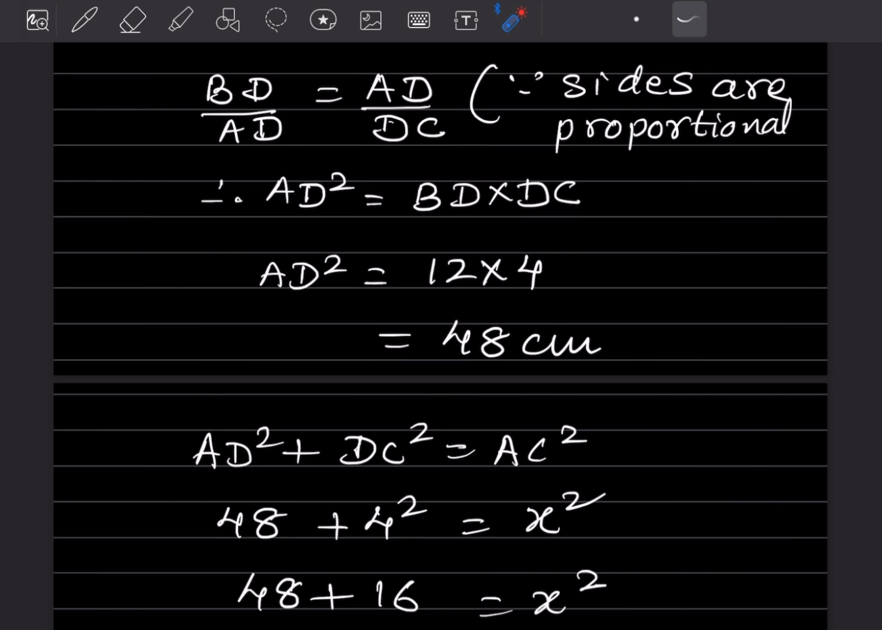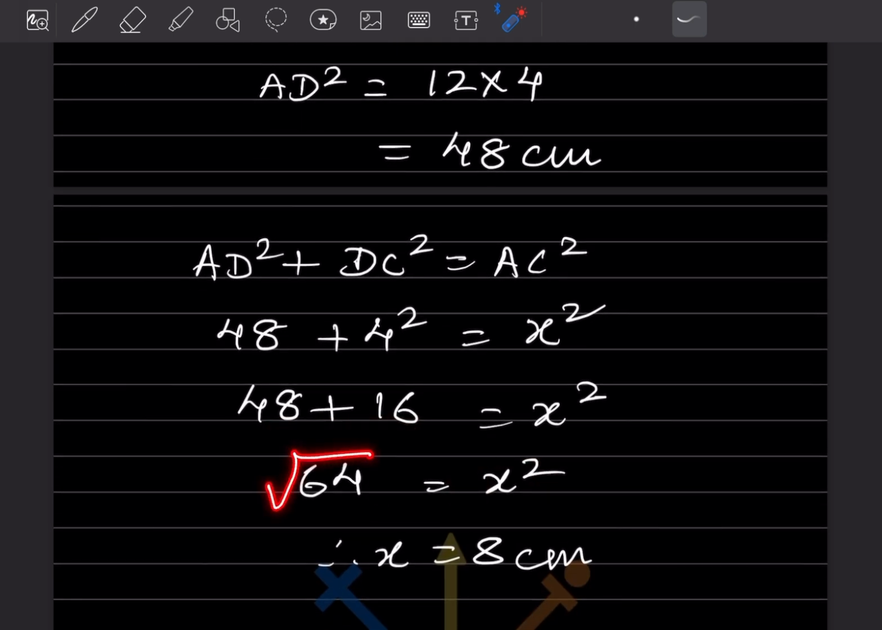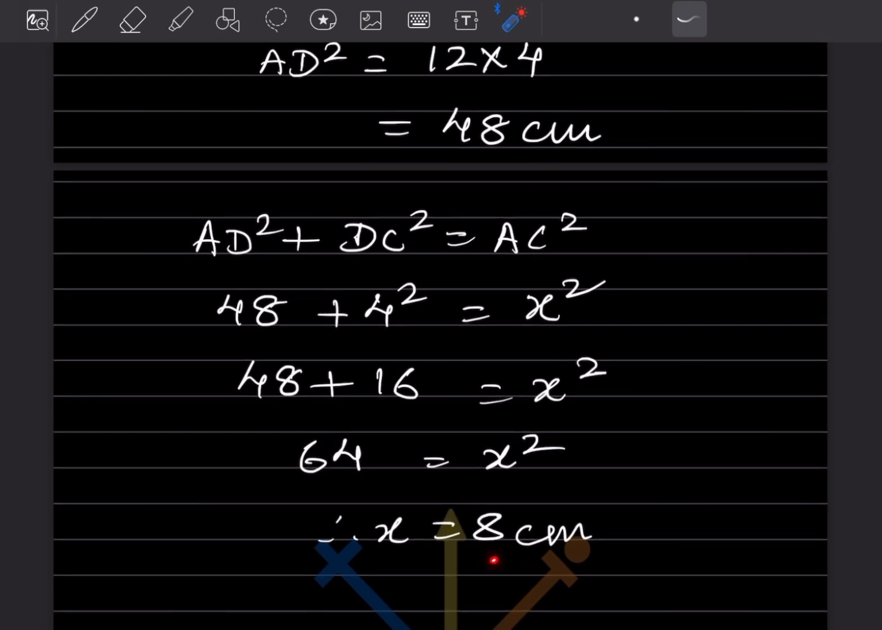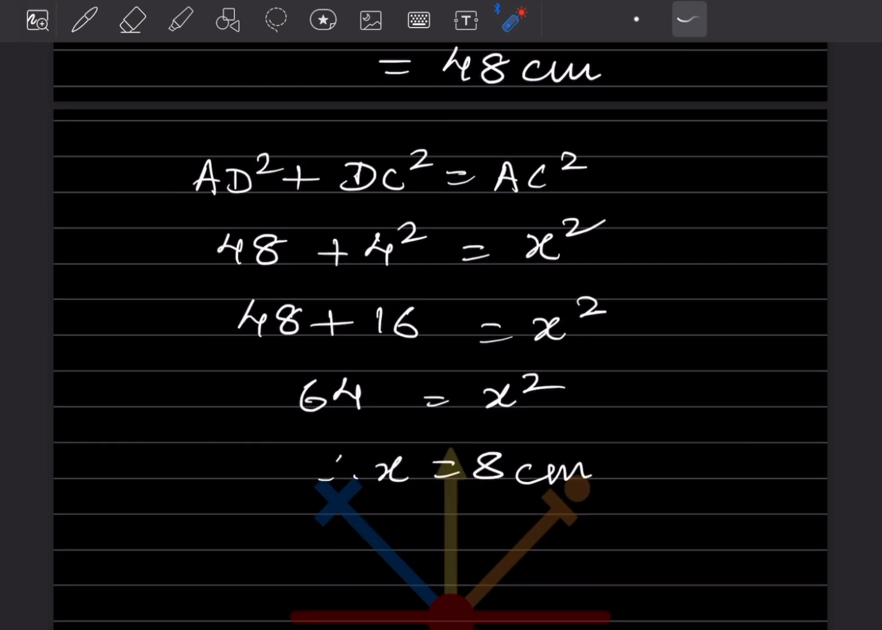So 48 plus 16 is x square. When you add this, you get 64. 64 is equal to x square. So when you take the square root of both sides, you get x, because this is a perfect square. So x is 8 centimeters.